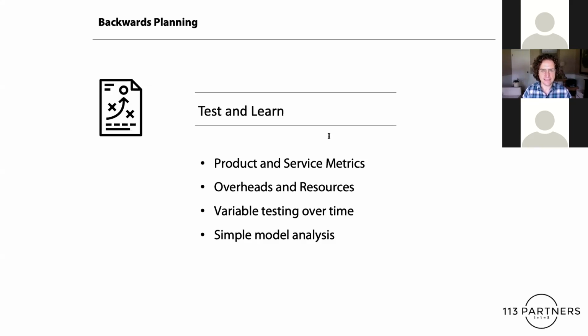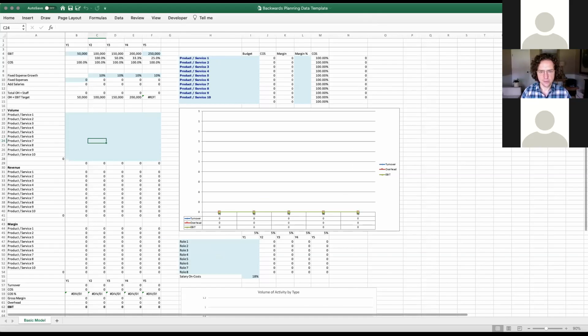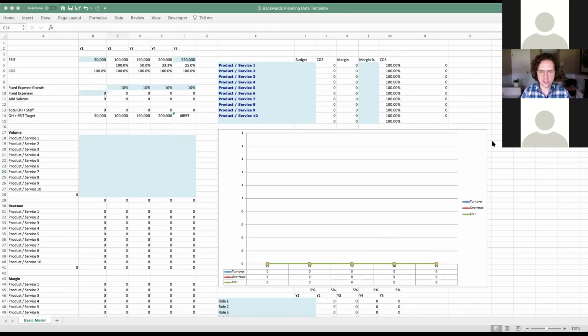The backwards planning template, which is available as part of the materials, I'd encourage you to download. I'll pull that up on the screen quickly now so you can have a look at what that looks like. It probably does require a little bit of explanation as to what these things are. Things worth considering when you're looking at this model: everything in blue are the areas which you can start to play around with and change your data sets for.